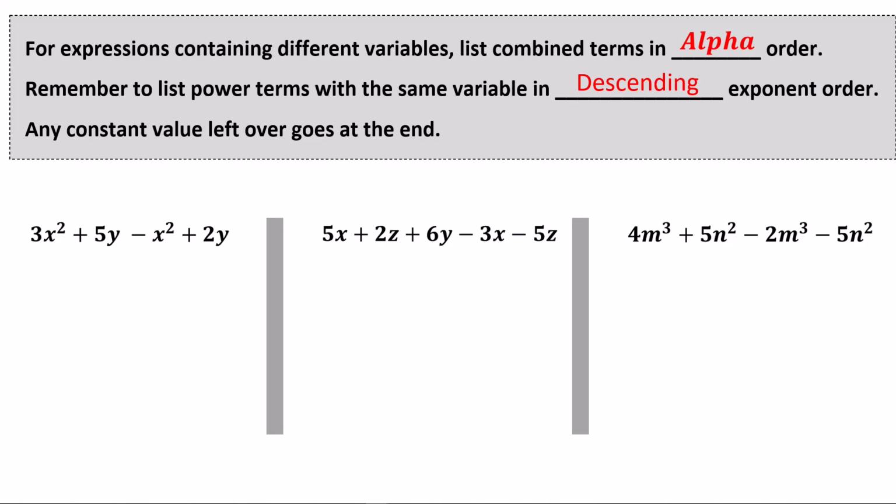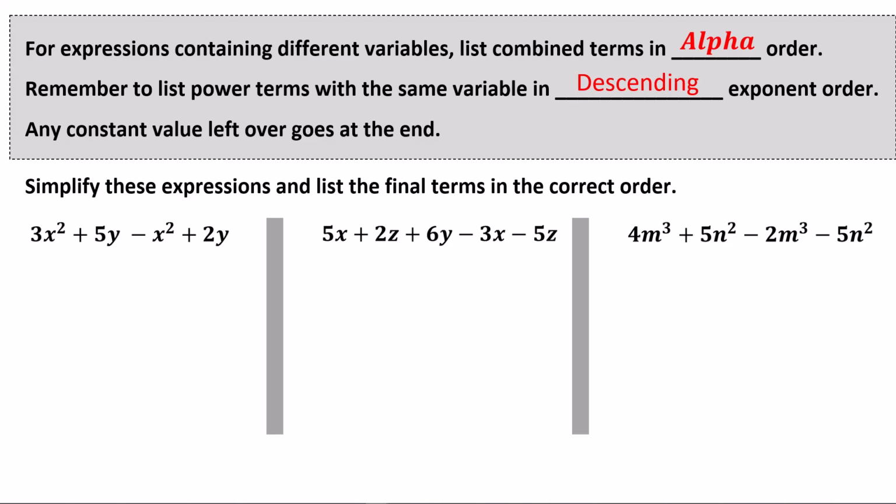Let's take a look. Here you have the two x terms, 3x squared minus 5x squared. Those become 2x squared. The y terms, 5y and 2y, combine to make 7y. Final expression, 2x squared plus 7y.